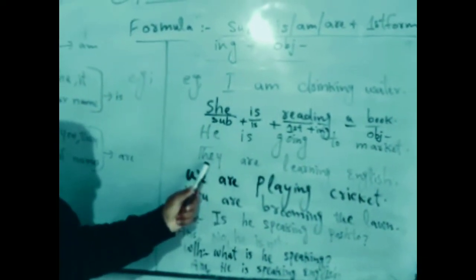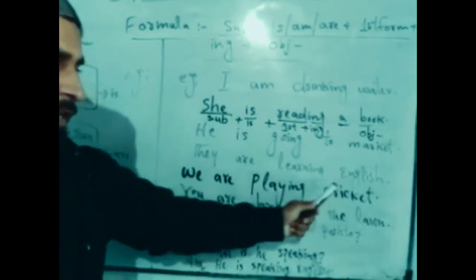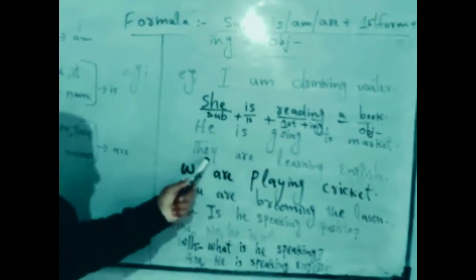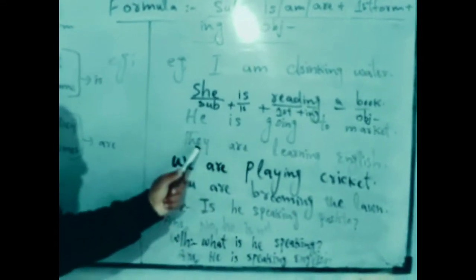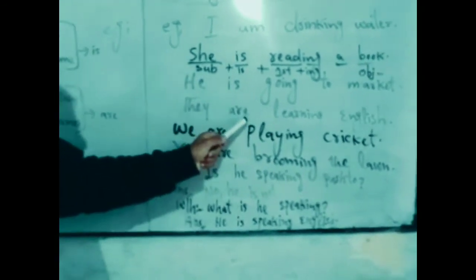Coming towards the next example, they are learning English. As I mentioned earlier, we use the helping verb are with we, you and they. With these three subjects we use the helping verb are. These three are the pronouns with which we use are. With plural nouns as well, we use are.